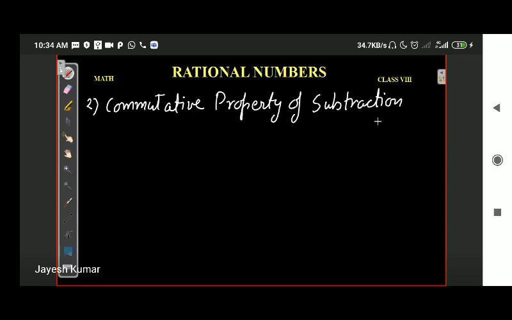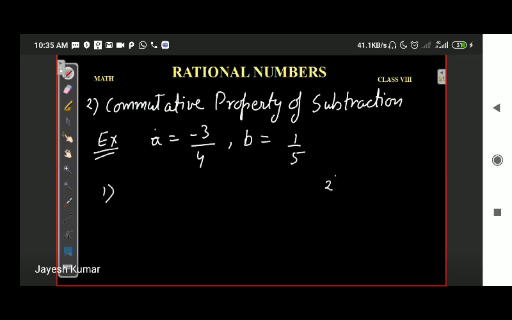Let's take an example, this example is again from your book. First of all, we have two numbers. A is equal to minus 3 upon 4 and B is equal to 1 upon 5. We need to determine two solutions. First of all, we will determine A minus B. Second, we will determine B minus A. And we will check whether both the answers are the same or not.